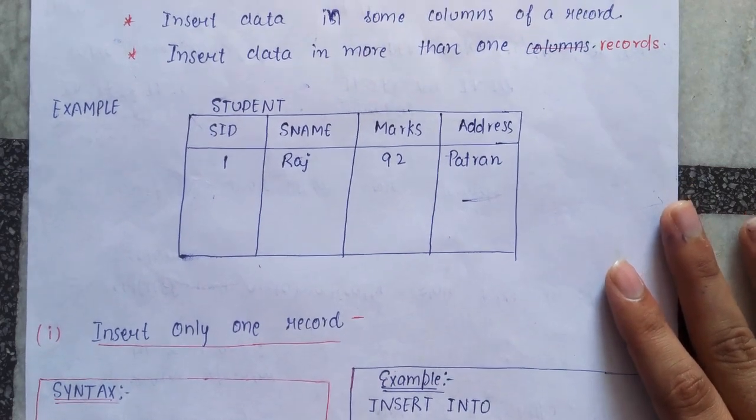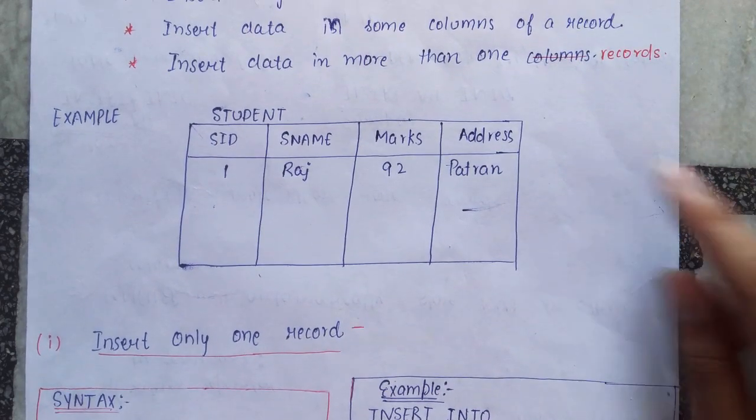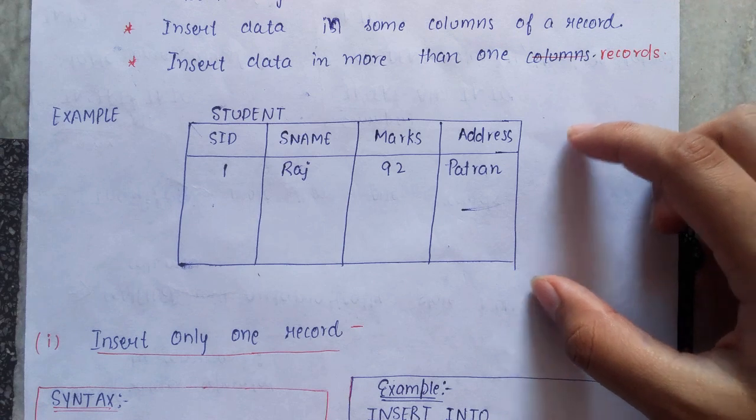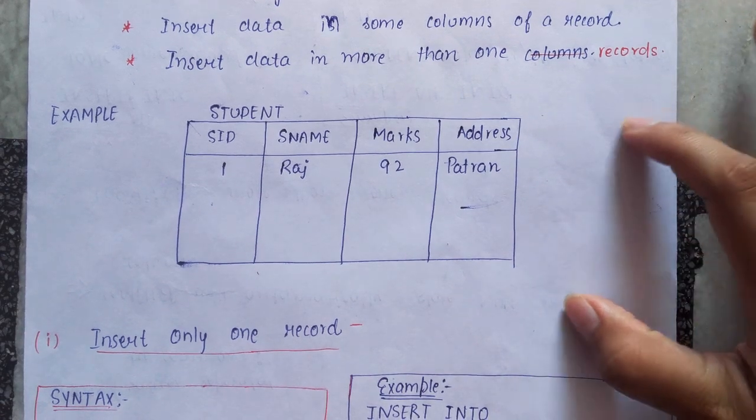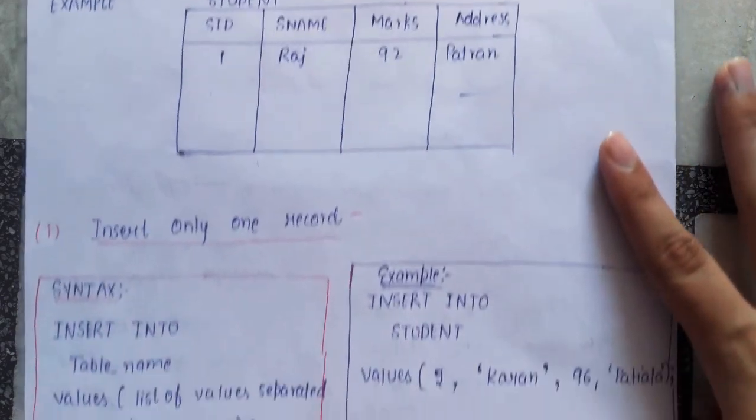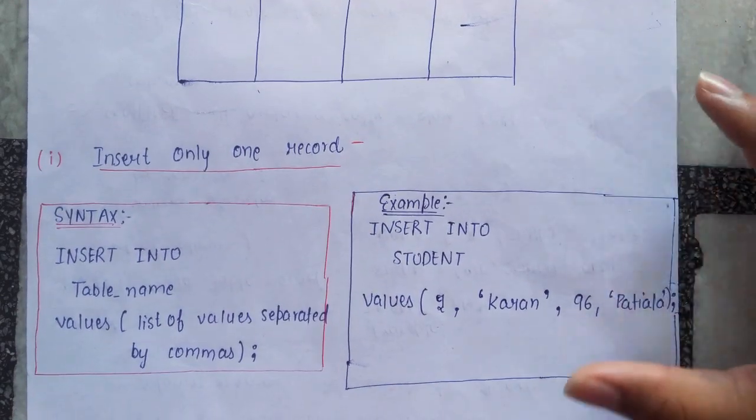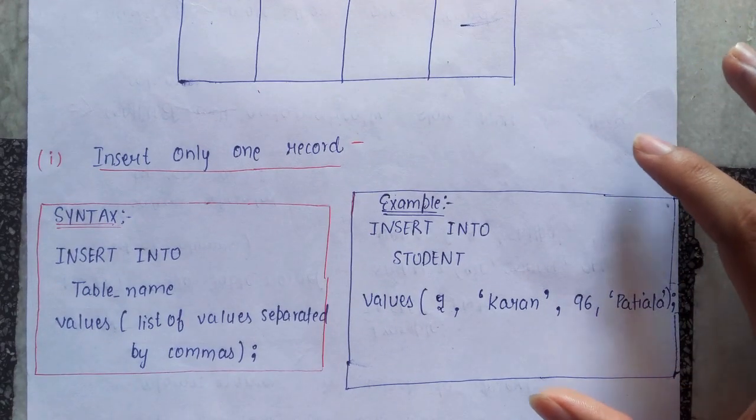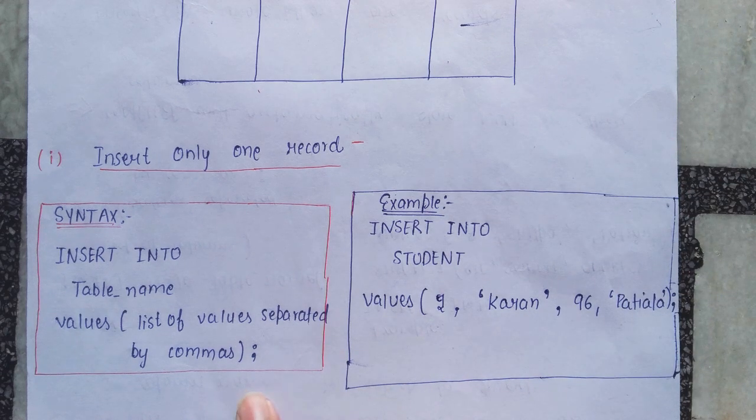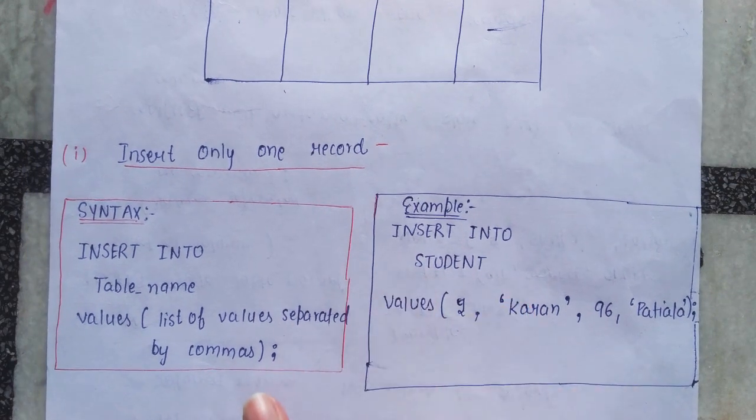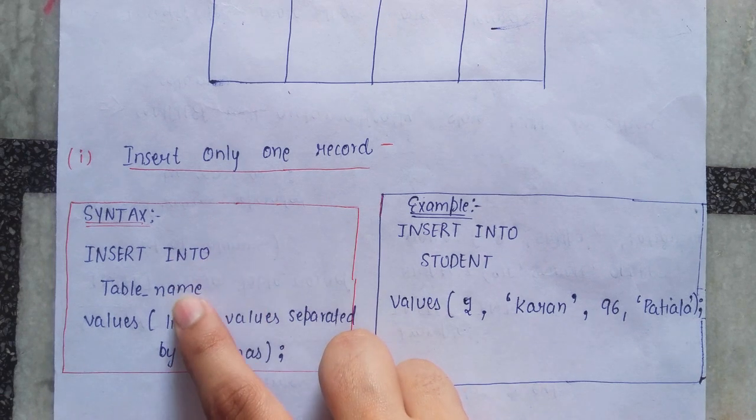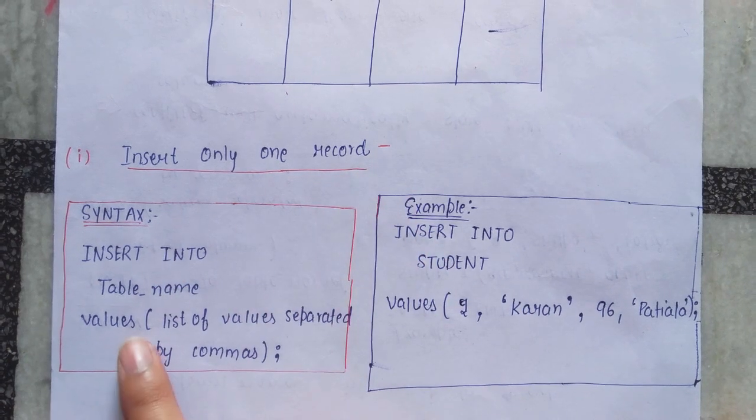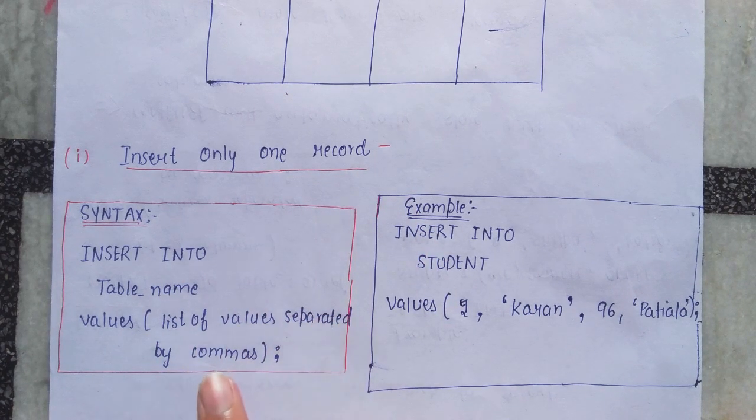Firstly, if we want to insert only one record in this table, for example a record of a student named Karan, how do we insert that record in this table? So this is the first case. If you want to insert only one record, this is the syntax that we use: insert into table name, whatever the table name in which we want to make the insertion, values, and a list of values separated by commas.